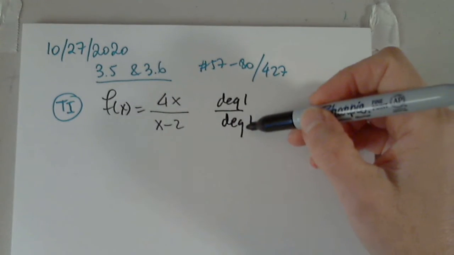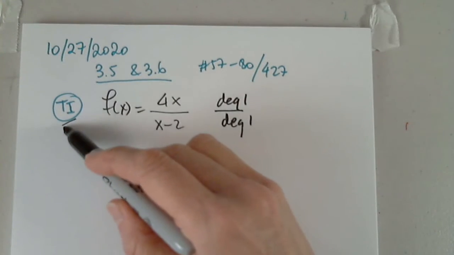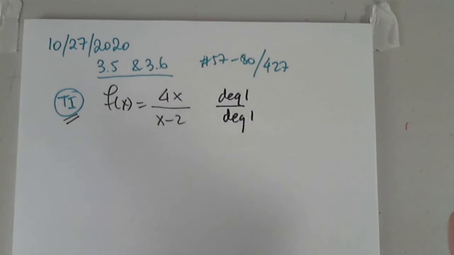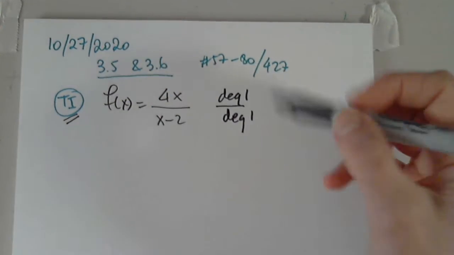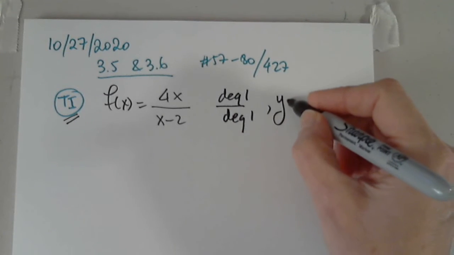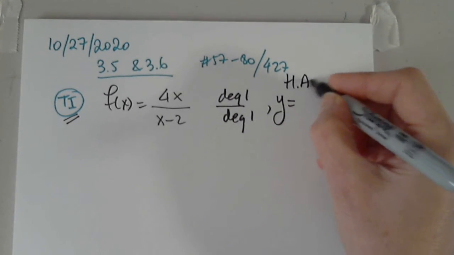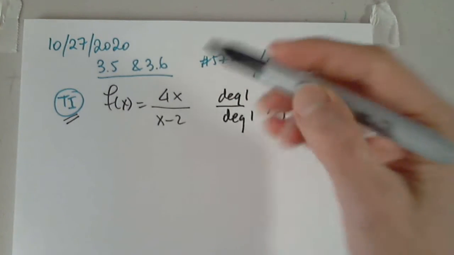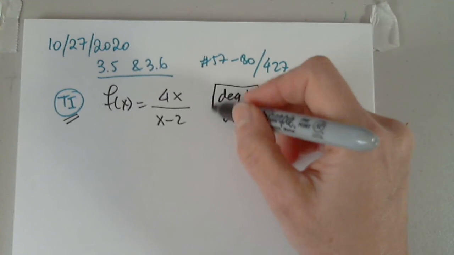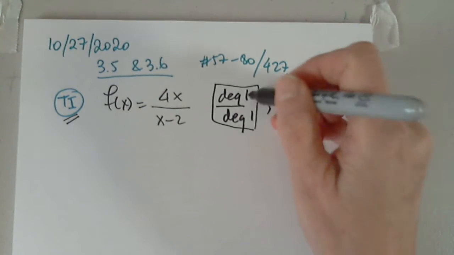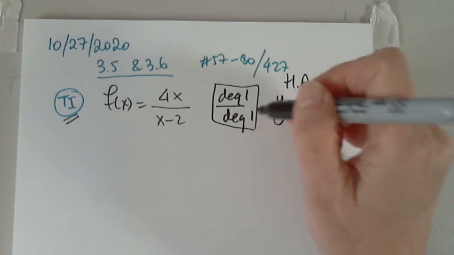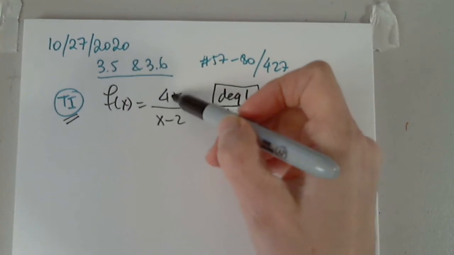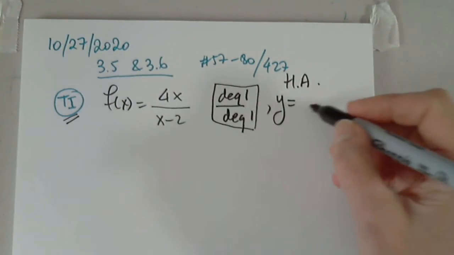Same degree over same degree. It is indeed type 1. So what do I know about this and what is so special about it? It's because the horizontal asymptote is the leading coefficient over the leading coefficient. That's characteristic to degree 1 over 1, 2 over 2, 5 over 5, 10 over 10. Same degree over same degree. The horizontal asymptote is the leading coefficient over the leading coefficient.